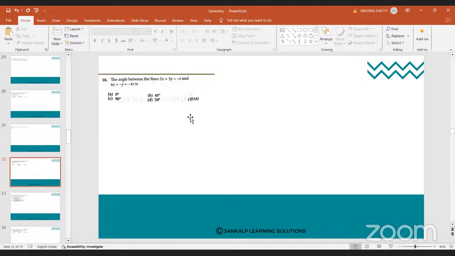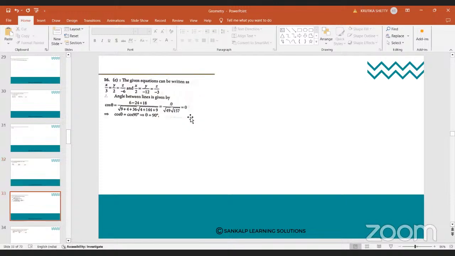Next, the 16th one: the angle between the lines 2x plus 3y minus z and 6x minus y is equal to minus 4z. First we need to convert this into the standard form of the line: x minus x1 upon a equal to y minus y1 upon b equal to z minus z1 upon c. When we convert, we get a1, b1, c1 as 3, 2, minus 6, and a2, b2, c2 as 12, minus 12 and minus 3.